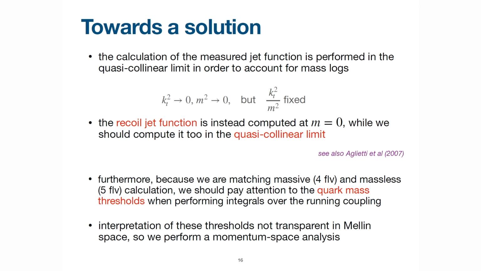Another issue that we found, which was not much discussed in the literature, is that you're treating the B quark sometimes as massless and sometimes as massive. Typically when you do resummation, you integrate over the running coupling, and so you cross thresholds and change the number of active flavors.